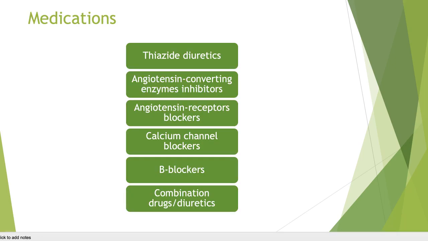Many medications are used for treating hypertension: thiazide diuretics, angiotensin converting enzyme or ACE inhibitors. We also have angiotensin receptor blockers, these are the ARBs. We have calcium channel blockers, beta blockers, and many combinations of drugs and diuretics.